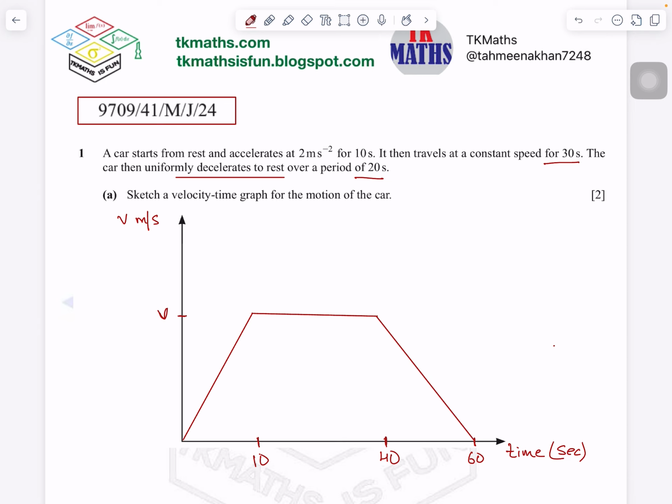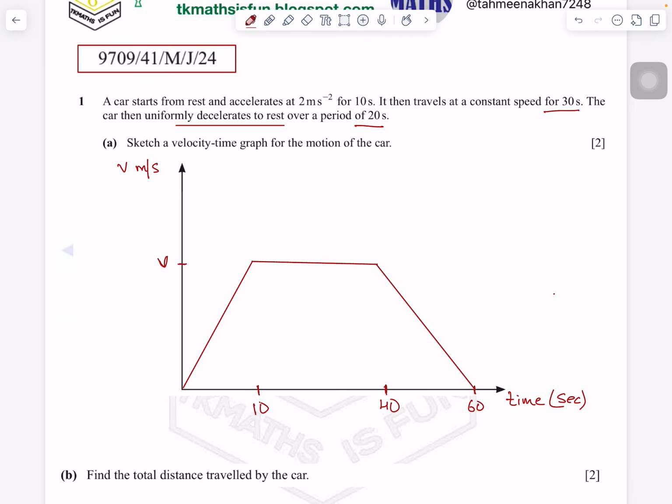Now, what is the way to figure it out? It's very easy. I will tell you a very basic one. Because you know the gradient, right? So the gradient is basically the acceleration. In the velocity time graph, the gradient gives you acceleration. So this acceleration is 2 meters per second square.